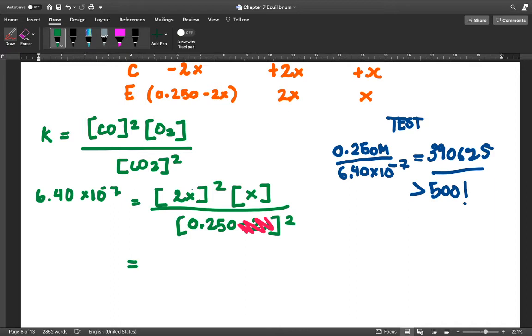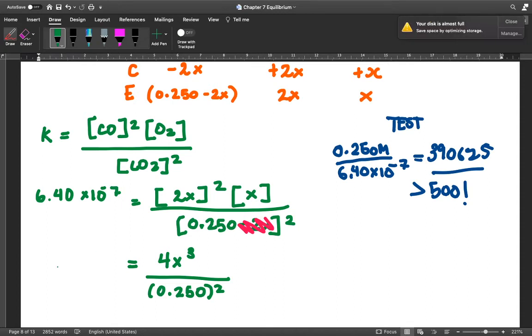So here, 2x squared times x would give me 4x cubed. So I'm going to write 4x cubed divided by 0.250 squared. And I'm not including that minus 2x because when I divided the initial concentration by K, it was greater than 500. So I can make the assumption that whatever the change is going to be, it is going to be negligible. So with that, 6.40 times 10 to the power of negative 7 is my K value.